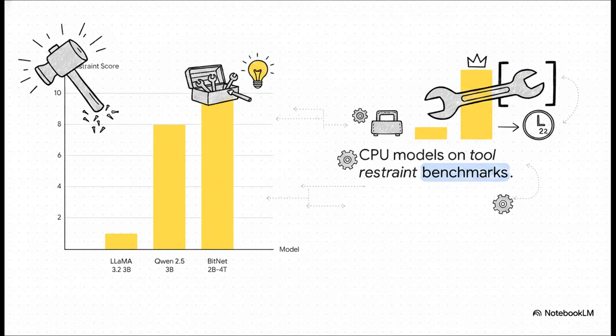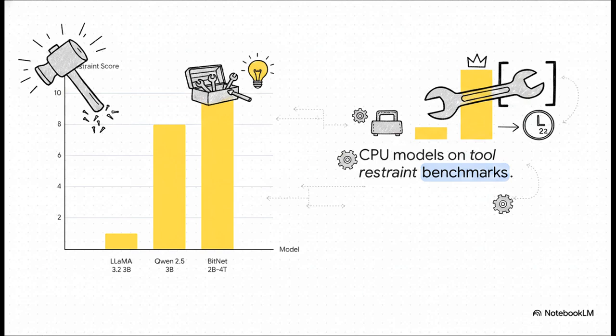Check this out. Notice how Llama 3.2 3B really struggles here. It has very low restraint. It's basically a hammer that sees every prompt as a nail, trying to call tools even for basic, everyday conversational questions. Qwen 2.5 3B performs much better, high restraint. But the unexpected winner? BitNet 2B4T. It's an instruction-tuned, ultra-lightweight model that shows near-perfect restraint, outputting precise JSON tool calls in just over 2 seconds on a standard CPU.